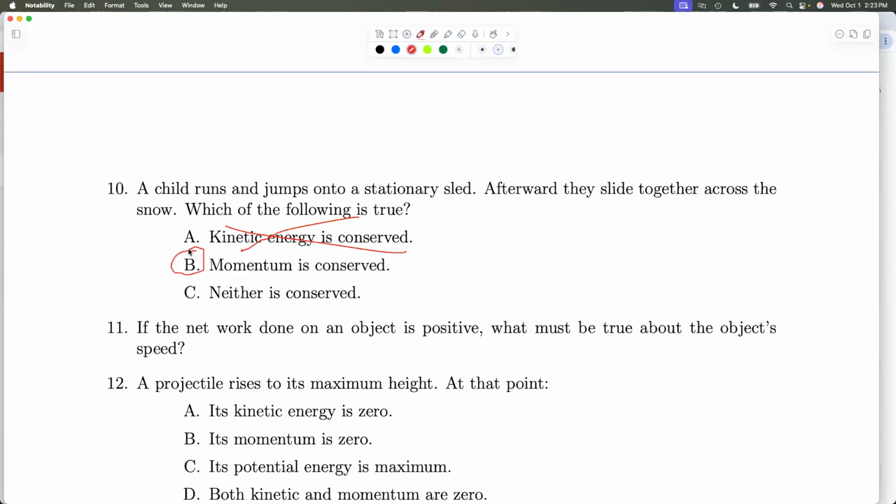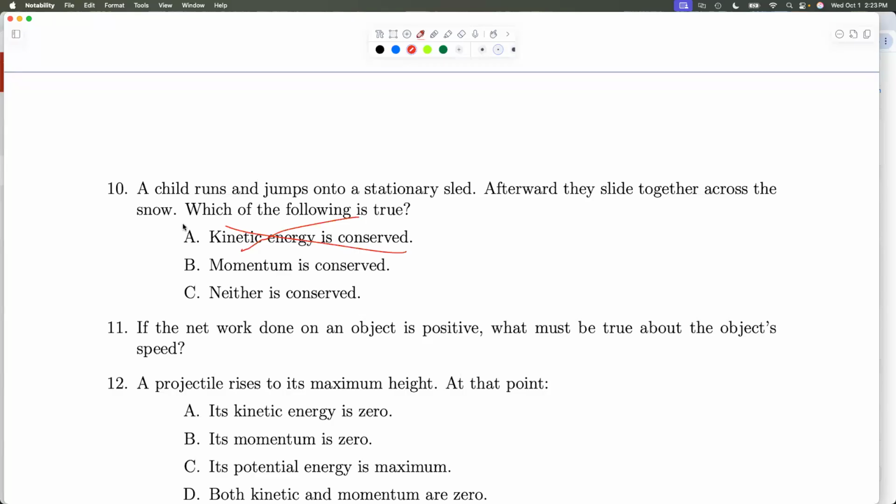So not only is the total momentum conserved because it always is, but the momentum of the child is going to be conserved. Oh no, see, that's not true. Nope. Okay, so now we do need to think about this.